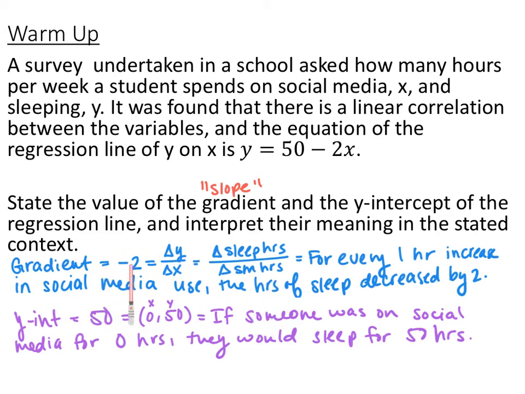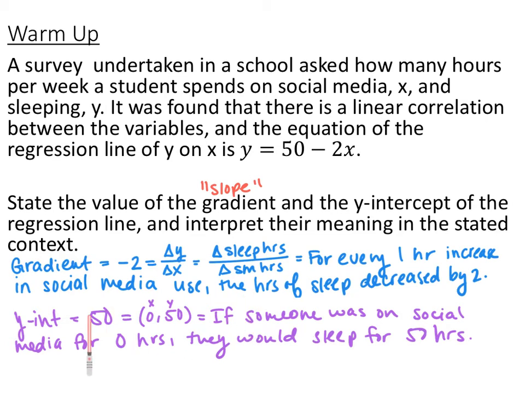So for this to be equal to -2, what that means is for every hour of increase in social media use, so every time social media use goes up by 1, the hours of sleep is going to decrease by 2. So for every 1 hour of increase in social media use, the number of hours of sleep decreases by 2.